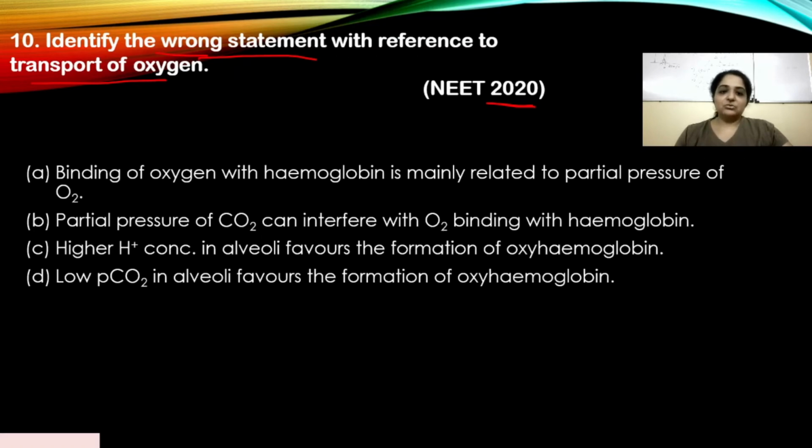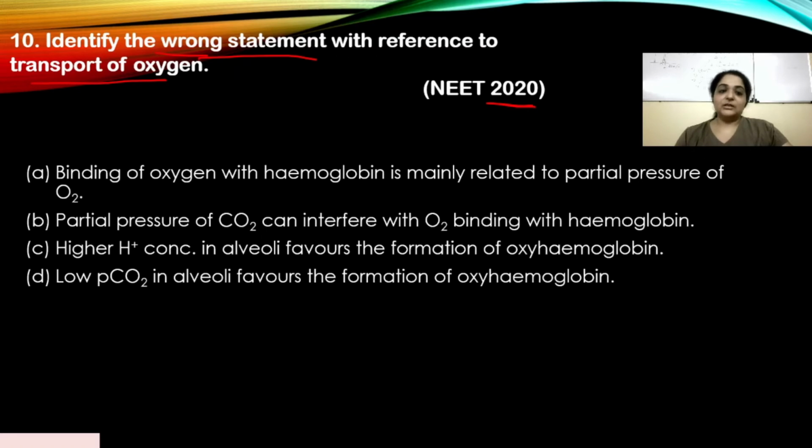Partial pressure of CO2 can interfere with O2 binding with hemoglobin. Yes, that is also a correct statement. So B cannot be the right answer, but you have to identify the wrong statement. Option C: higher H plus concentration in alveoli favors the formation of oxyhemoglobin. Really, I don't think so. No. C is the incorrect statement. So C is the right answer here.